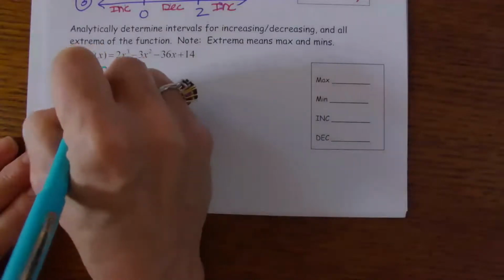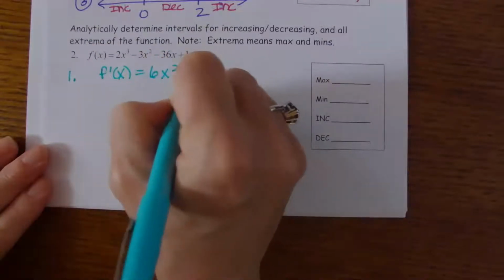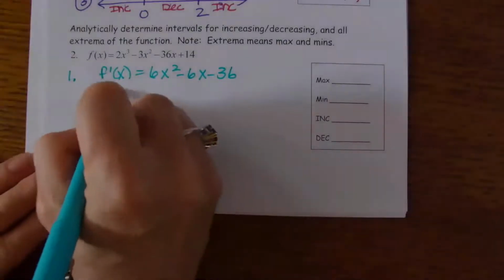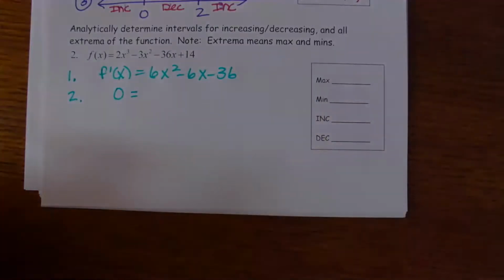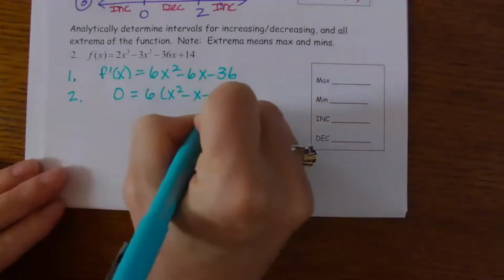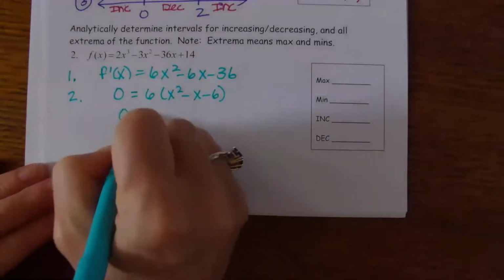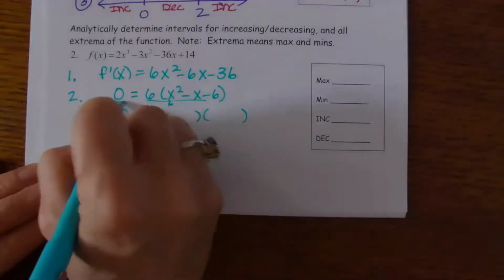So f prime of x equals 6x squared minus 6x minus 36. Not so bad, right? Now we're going to set it equal to 0. Now, what should we do when we see a 6, a 6, and a 36 to make life easier? Get rid of that 6, right? Can I divide both sides by 6 and not have to worry about that because it does not have a letter, right? So what is that going to be? You know, you could divide both sides by 6.